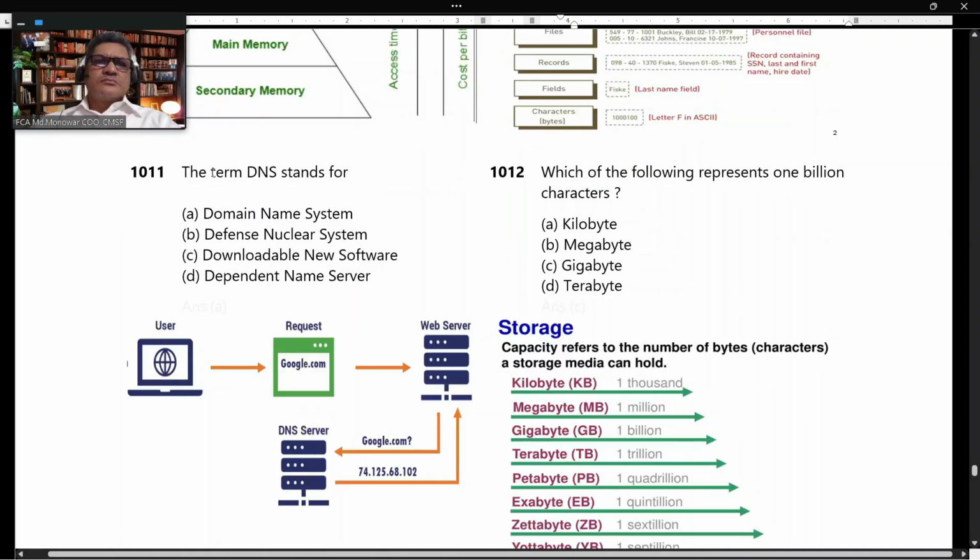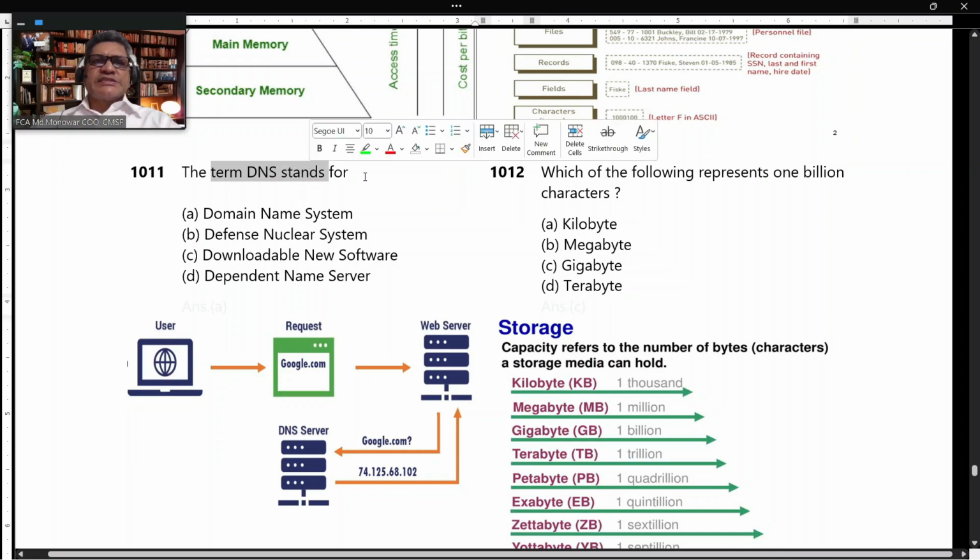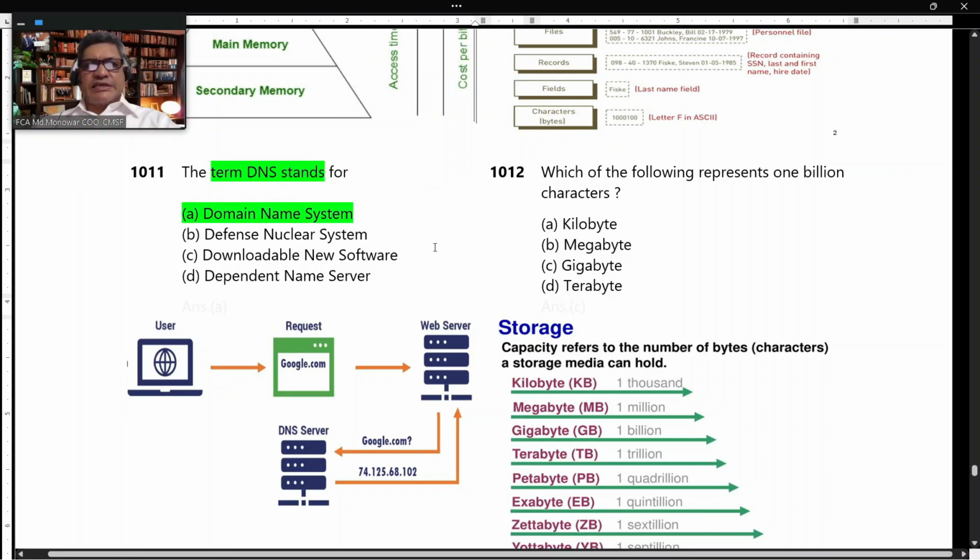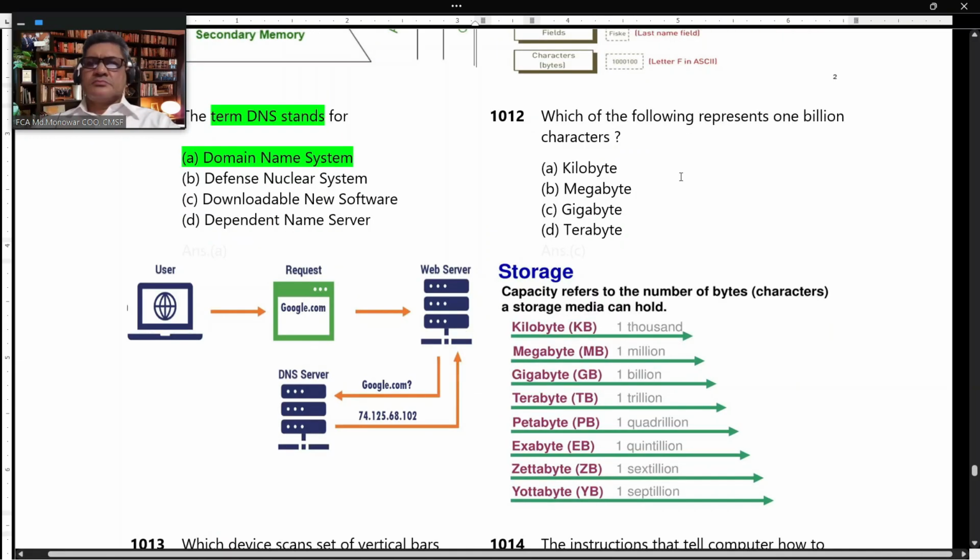Answer A. The term DNS stands for, so what's the meaning of DNS? Domain name system. Here the answer is A. DNS stands for domain name system.